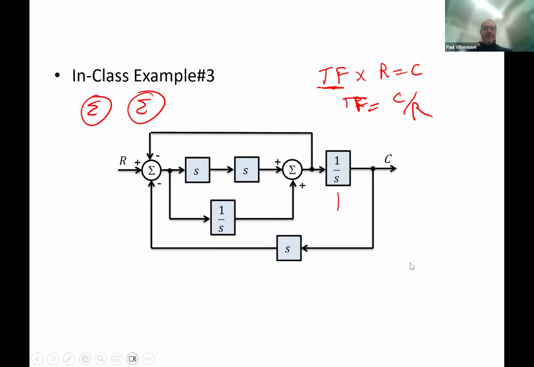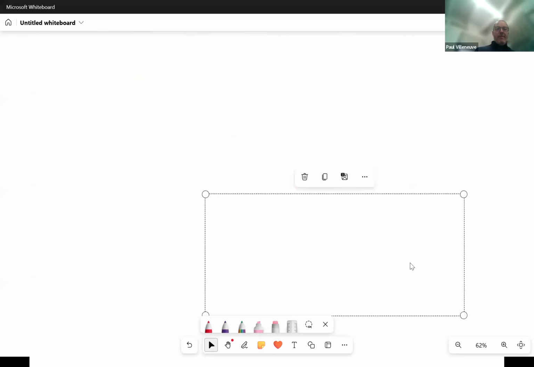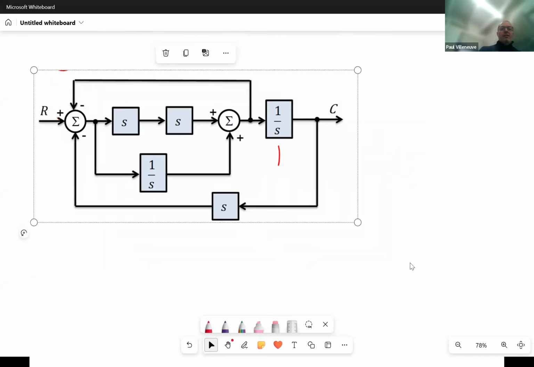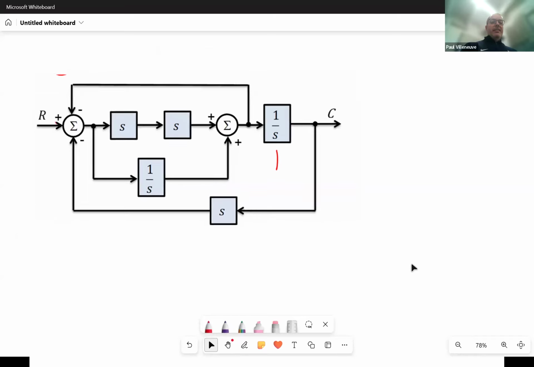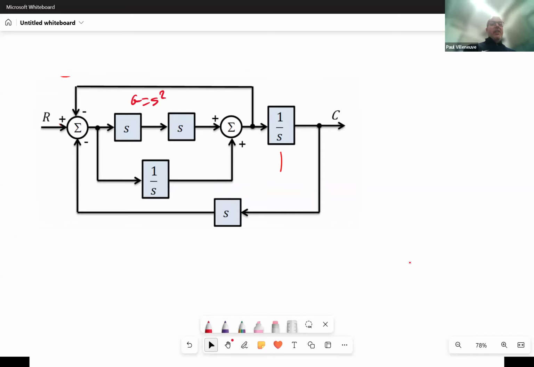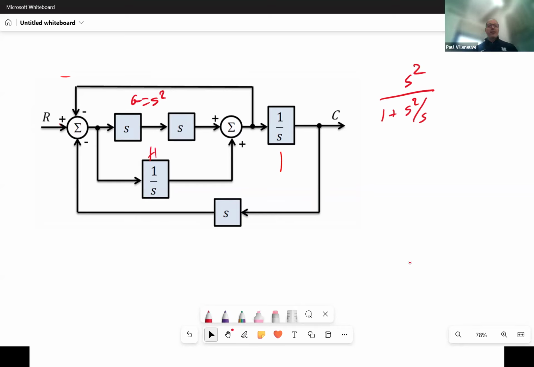So copy that over. Paste that here. All right. So these two combined is just S squared, right? When I put the two of them together, that just becomes S squared. So I have G over 1 plus GH, right? So H in this case is equal to 1 over S. So S squared multiplied by 1 over S gives me that term. When I multiply those out, that's S squared over 1 plus S, correct? No common denominator stuff that I need to do here.